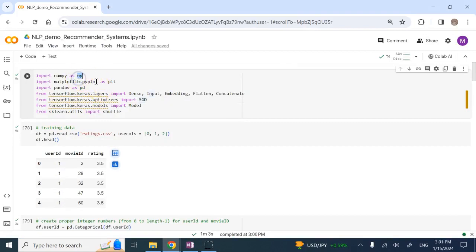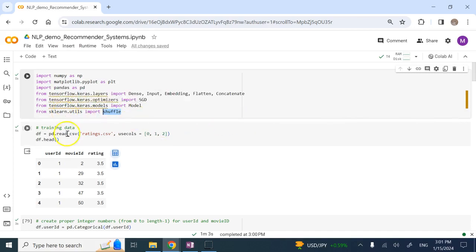So you need NumPy, you need TensorFlow, you need Matplotlib, you need Pandas, and you need some layers from TensorFlow Keras layers, which are Dense, Input, Embedding, Flatten, Concatenate. Here we're going to use stochastic gradient descent for the optimizer. We use Model for creating the model. We also use shuffle to make the data in the CSV file shuffled and really random.